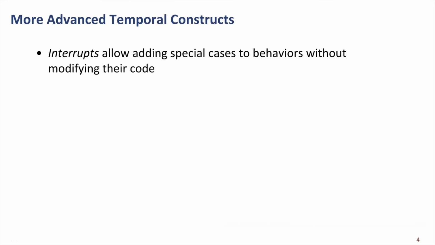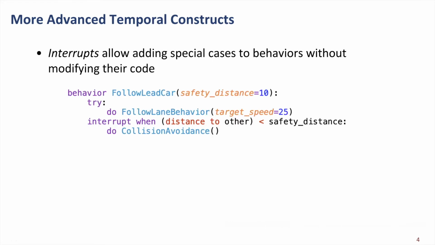In particular, two that are quite useful are interrupts, which allow you to add special cases to behaviors without modifying their code. So for example, in our Scenic driving library, we have a generic behavior for following a lane at a given speed. And obviously that would be useful in a variety of different scenarios. But now suppose you want to do something specific, like follow the lane at a certain speed, but when you get sufficiently close to another car, do something else, some collision avoidance maneuver. We can do that in Scenic with an interrupt.